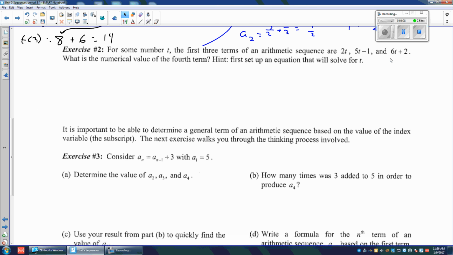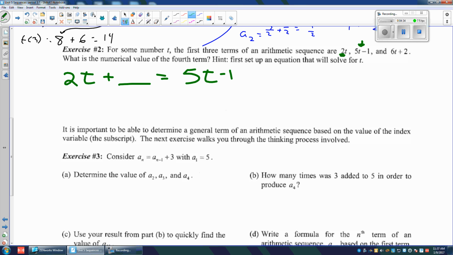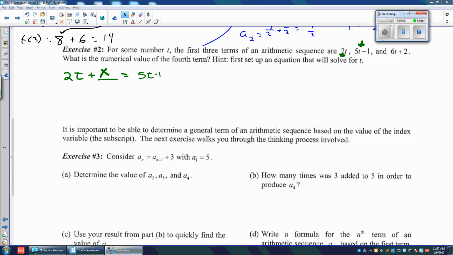So let me see. I am starting with 2t, and I add something to it, and it's going to equal the next number. I wonder what the next number is. Oh, there it is. It tells us what the next number is right there. So what am I going to call this blank here? I can't call it t. I'm just going to call it x. And then, that's way too big, by the way. I just wrote that way too large. So I'm going to shrink that.